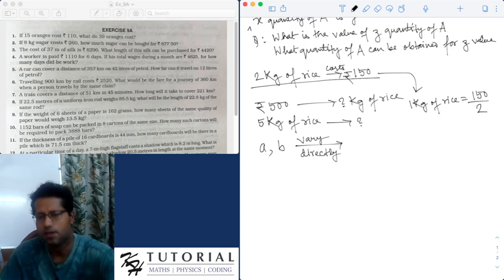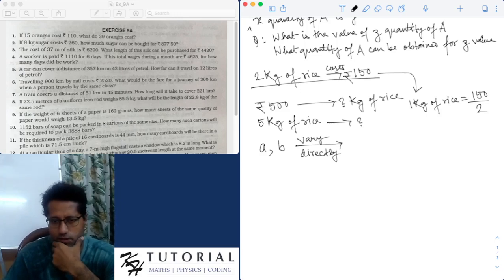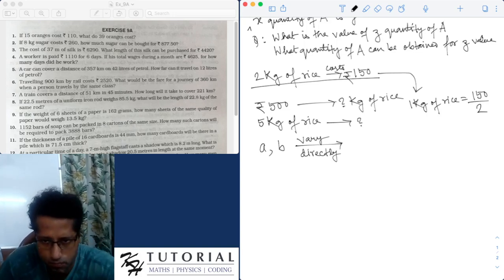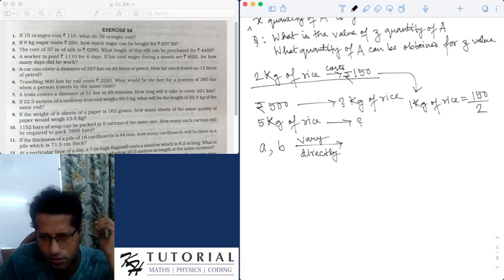varies directly. This actually means that if you increase B, A will increase. If you decrease B, A will decrease. Or in other words, if you increase A, B will increase, or if you decrease A, B will also decrease. Now, these two quantities A and B are said to vary directly if the ratio A by B is constant. By definition, it is constant.